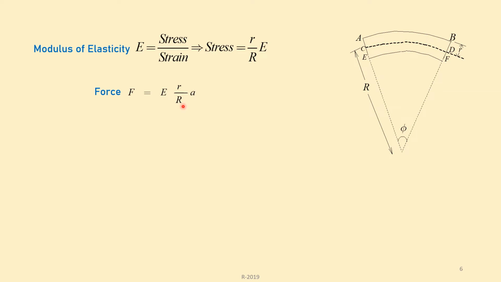So knowing this force, we can express the moment of force of the filament AB about CD. Moment of force is nothing but torque, torque acting on the filament AB. Moment of a force is always defined as force into perpendicular distance. So now, the force E into small r by capital R into A, into the distance of the filament AB from the neutral filament CD, which is again small r. Remember, this moment of force can also be called torque.